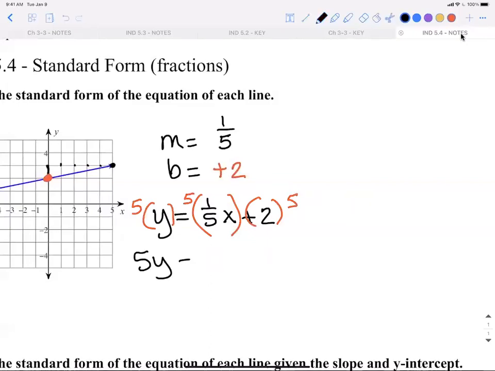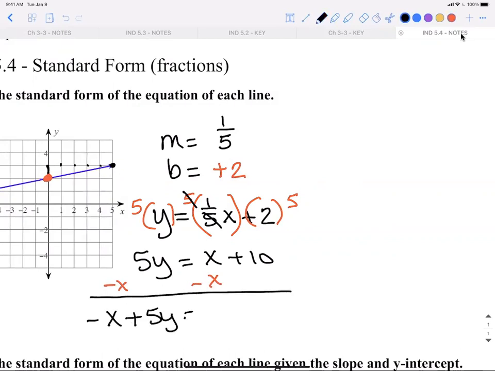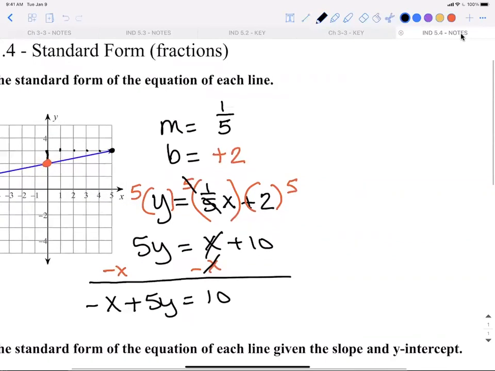5Y equals, that now cancels out, and I'm left with 1X, or just X. You don't have to write the 1. And then plus 10. Now I'm going to move my X and move my X. And when I do that, I get negative X plus 5Y equals, that's gone now, 10. And then the last step would be dividing off that negative, because I can't leave a negative out front. That's the other rule.